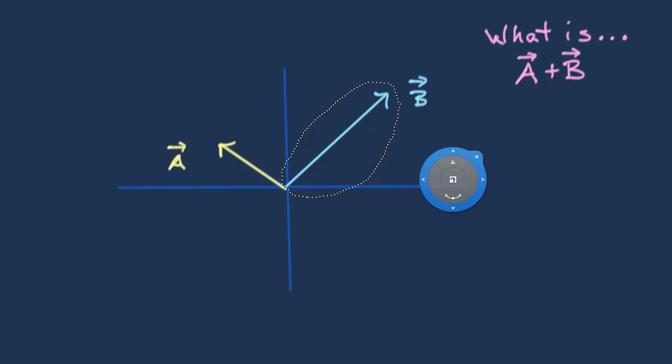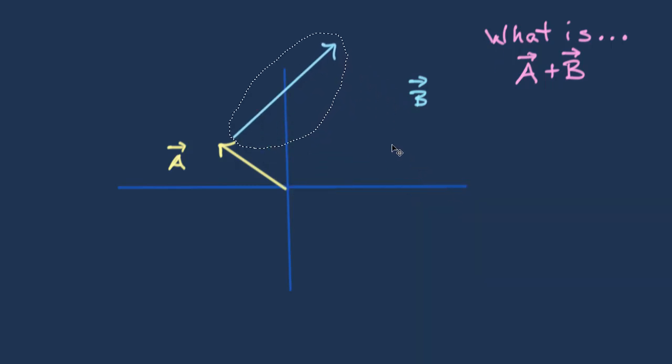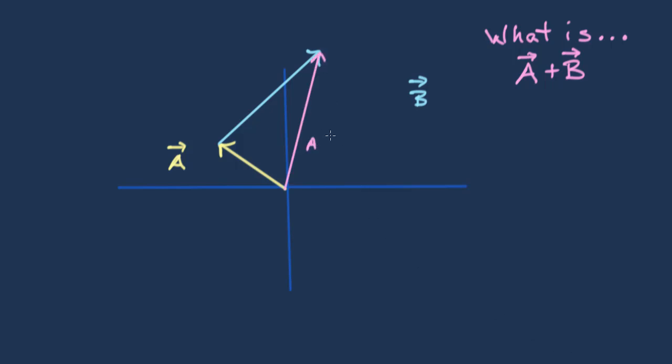grab this vector b and I move it so its tail is at the tip of vector a, like so. Then in that case, the vector a plus b is the vector that goes from the tail of vector a up to the tip of vector b. This would be the vector a plus b.